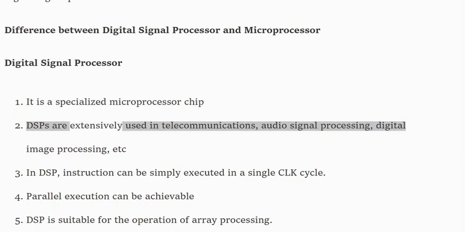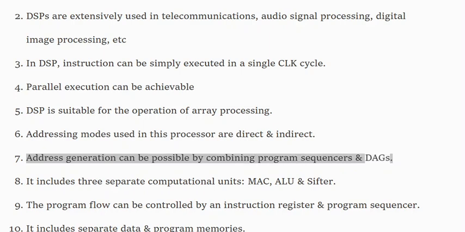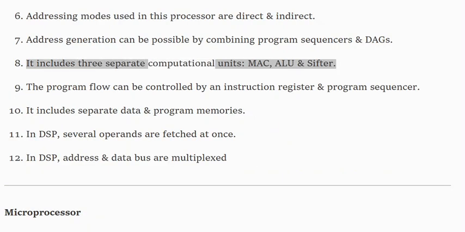DSPs are extensively used in telecommunications, audio signal processing, digital image processing, etc. In DSP, instruction can be simply executed in a single CLK cycle. Parallel execution can be achievable. DSP is suitable for the operation of array processing. Addressing modes used in this processor are direct and indirect. Address generation can be possible by combining program sequencers and DAGs. It includes 3 separate computational units, MAC, ALU and shifter.